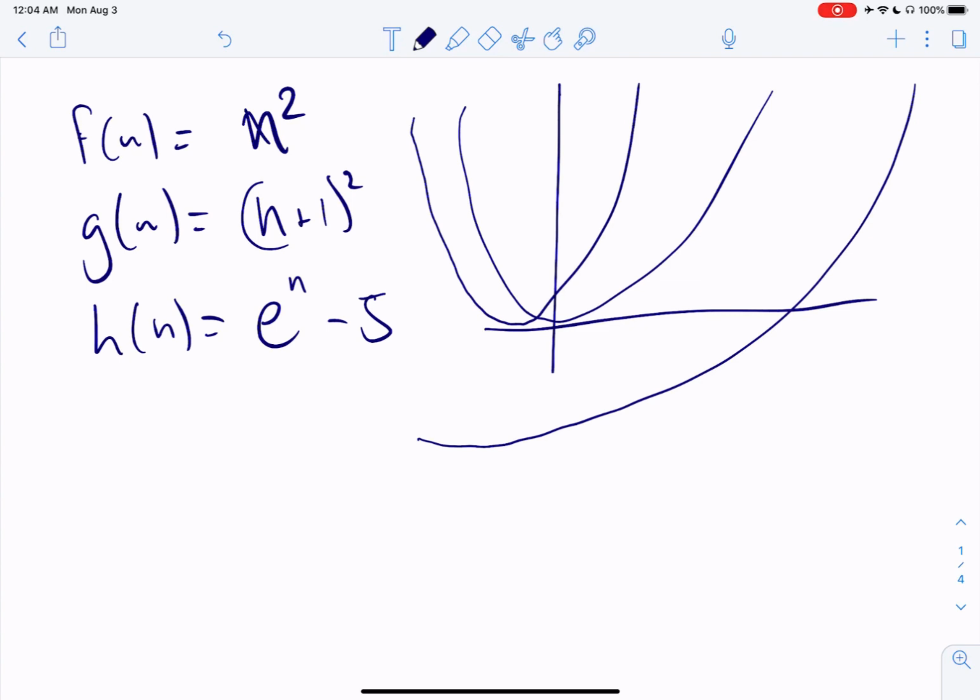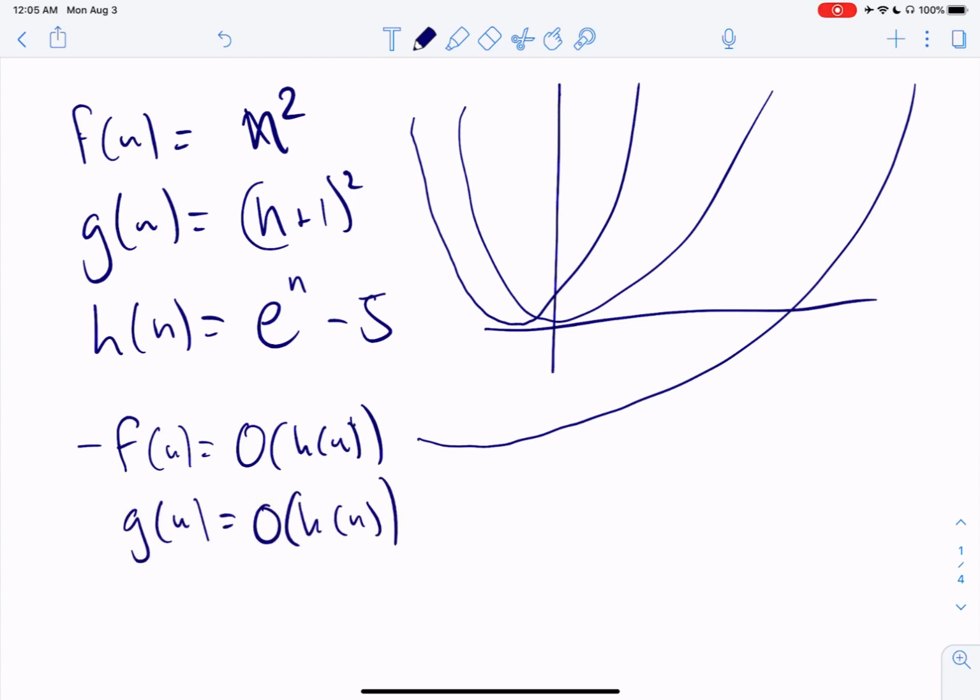So it's certainly the case that f of n equals O of h of n, and g of n equals O of h of n, because h of n, this exponential, grows faster eventually. I mean, it grows faster in the long run. These things will eventually cross. If I keep drawing these things, this guy will go above this curve eventually. But f of n and g of n grow at the same rate in the long run, asymptotically.